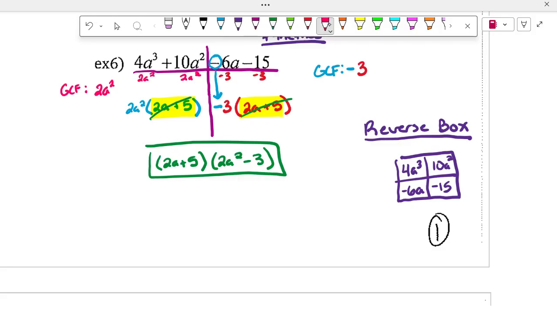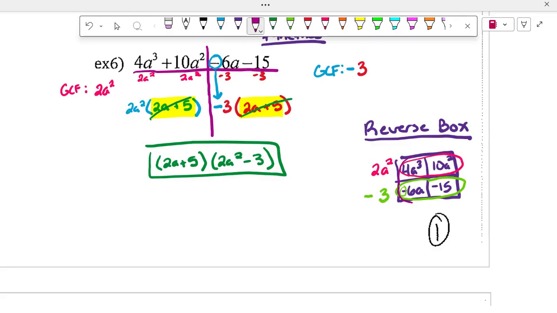And then you're taking the GCF of each row and each column. So what's the GCF of this first row? 2 what? A squared, good. Now, this next row, same thing. If the first box in a row or column starts with a negative, you need to take the negative out. So I'm taking out negative what for the next row? 3.